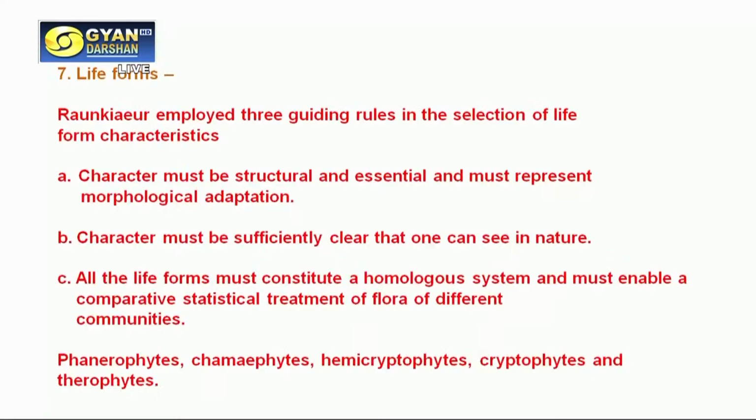Raunkiaer, I already introduced you that Raunkiaer employed 3 guiding rules in selection of life forms. I mean, what was the basis of forming these life forms? The character must be structural and essential and must represent morphological adaptation. Character must be sufficiently clear that one can see in nature. All the life forms must constitute a homologous system and must enable a comparative statistical treatment of flora of different communities. So these were the 3 main points based on which Raunkiaer characterized the 5 life forms. And these are named, as I have already told, phanerophytes, chamaephytes, hemicryptophytes, cryptophytes, and therophytes.